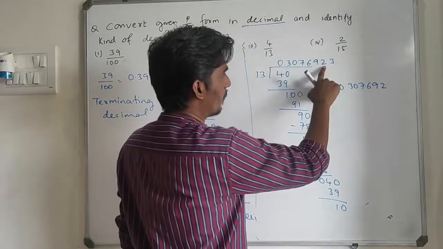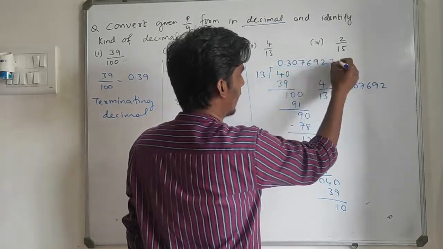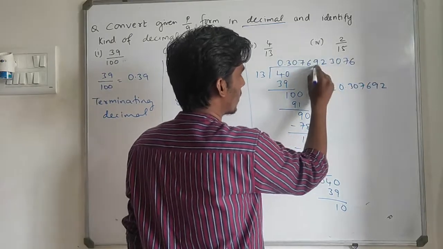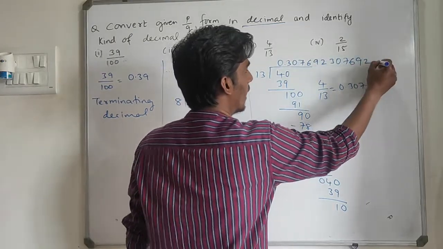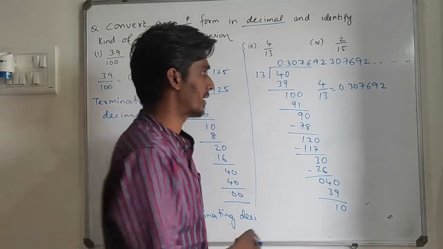0.307692. Because after 2 again I am going to get what? 3. After 3 again I will get what? 0. Then again 7. Then again 6. Again 9 and 2. And it keeps on coming like this. So definitely this is not a terminating decimal.